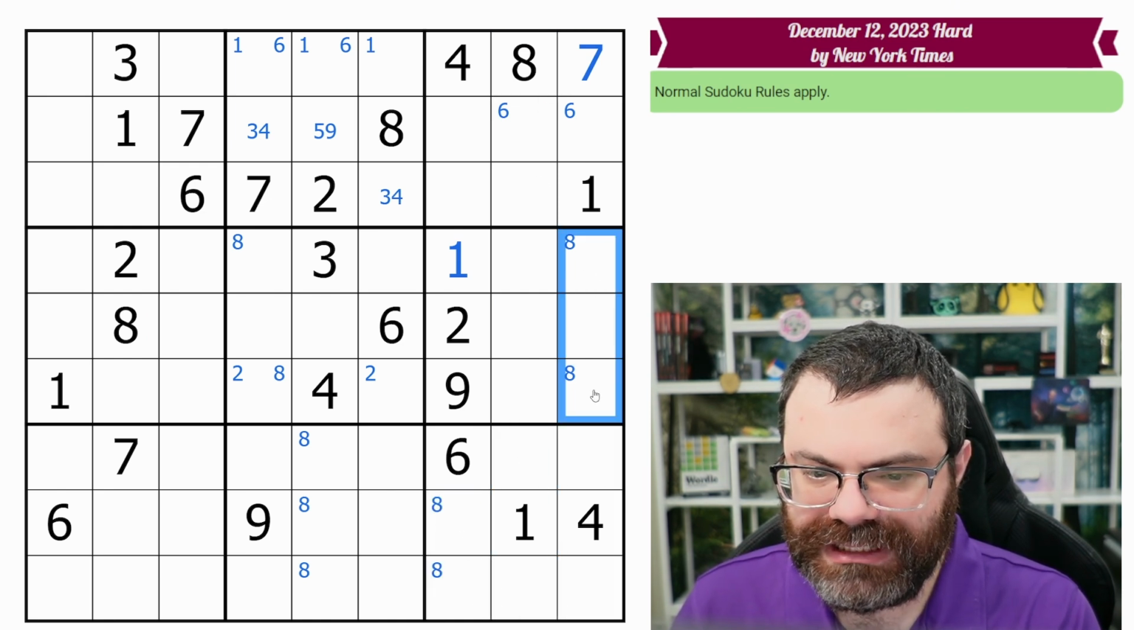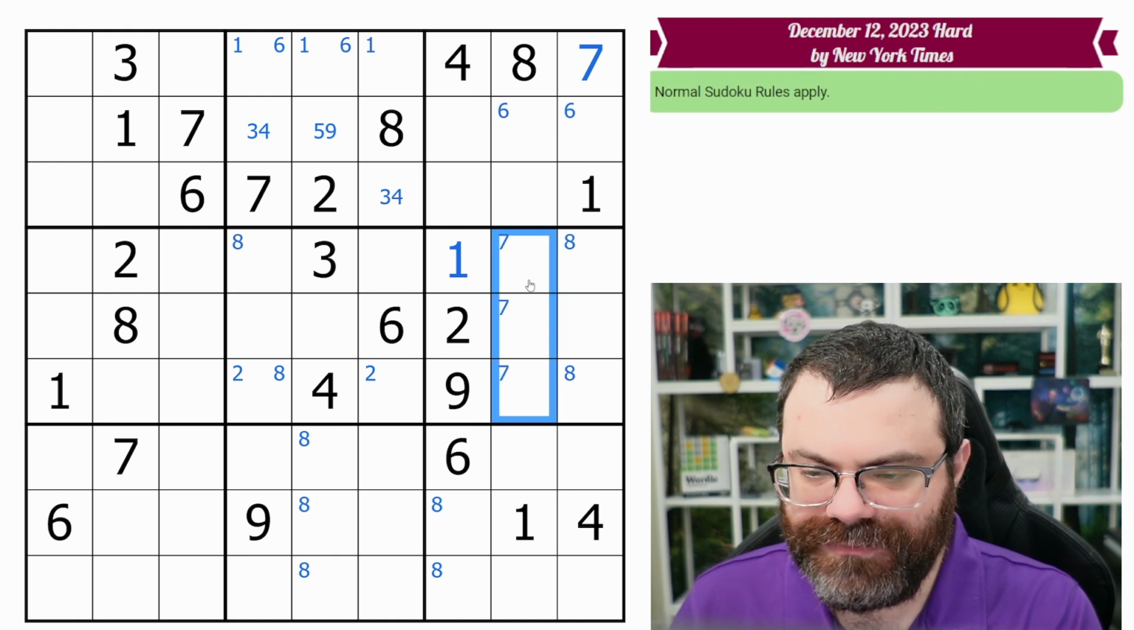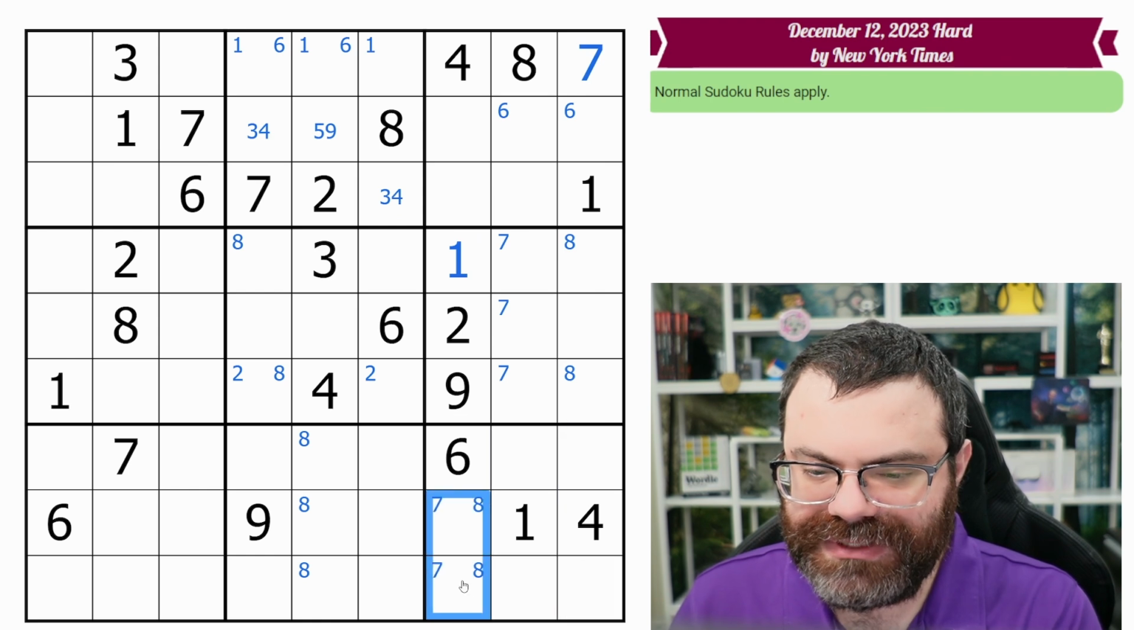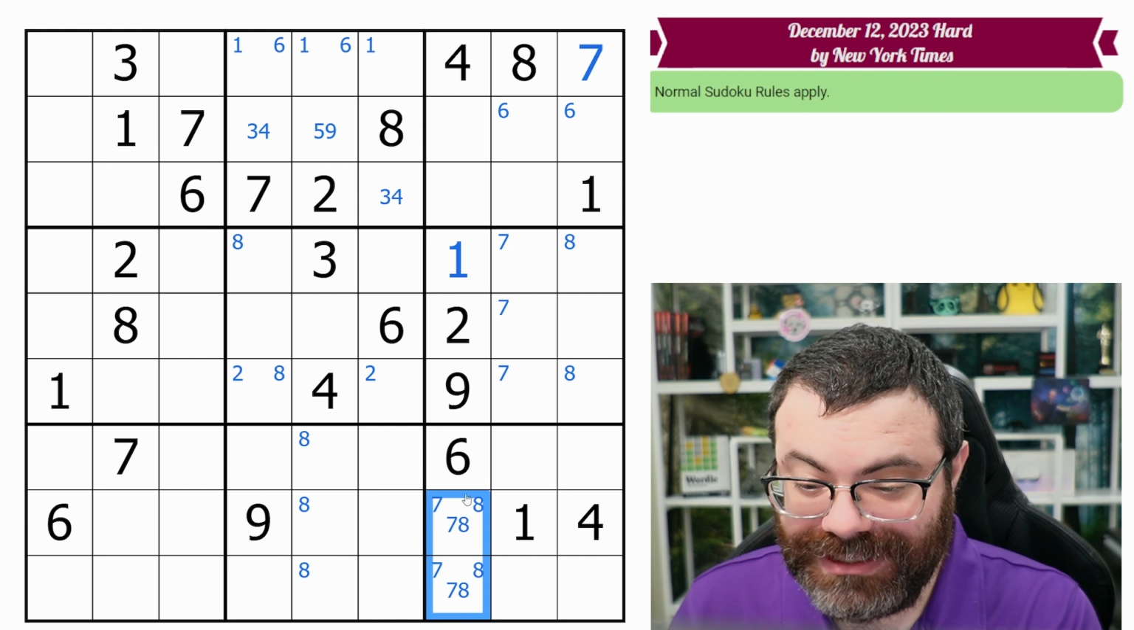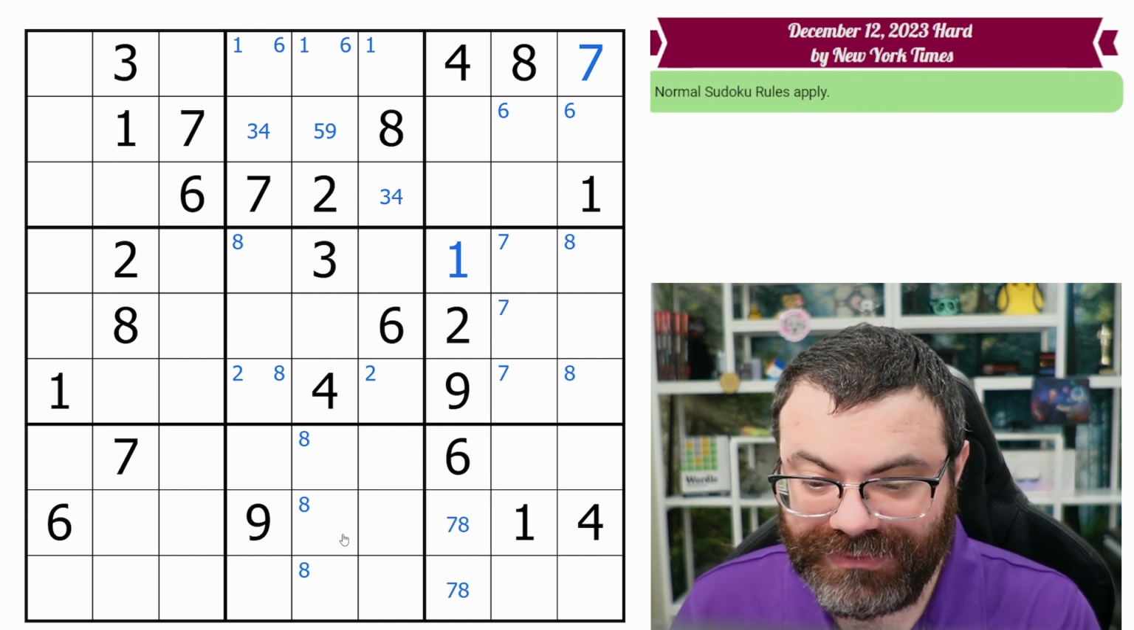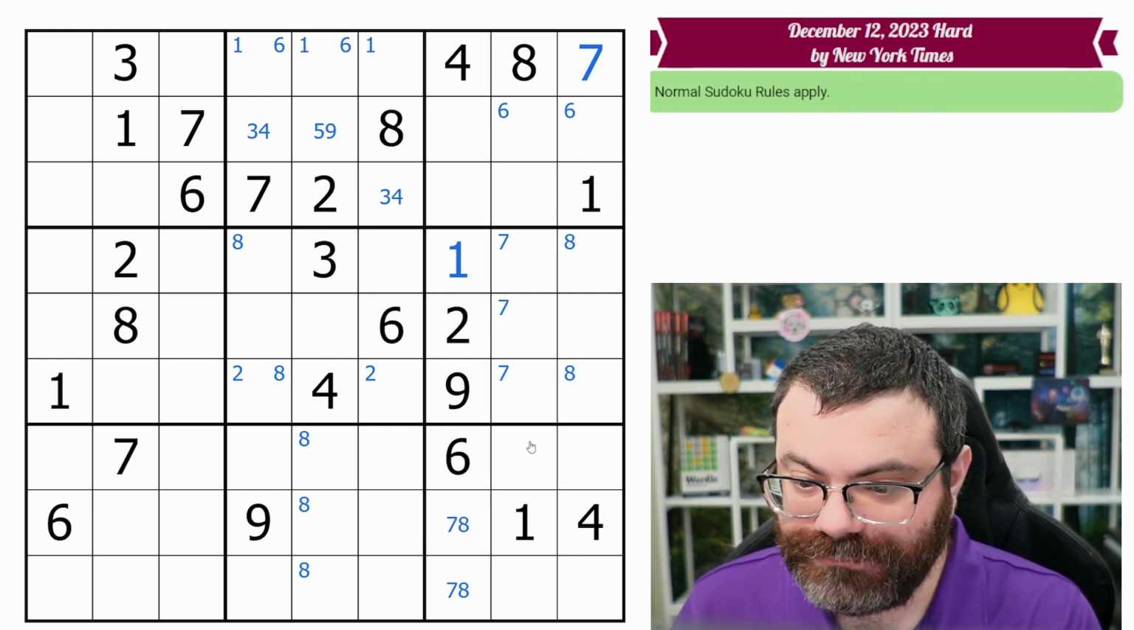We also have the 7. 7's in one of these 3. But it does mean also that the 7's in one of these two. And here we found another hidden pair. So that's a 7-8 hidden pair because of our overlapping corner marks.